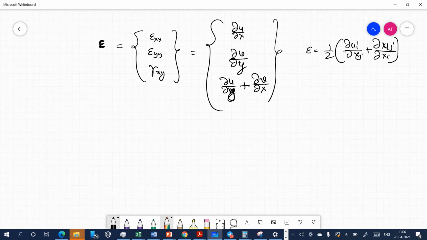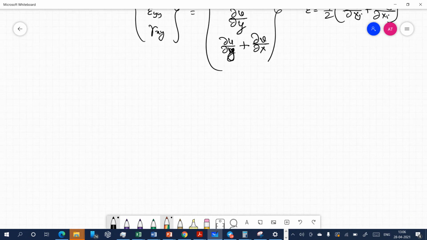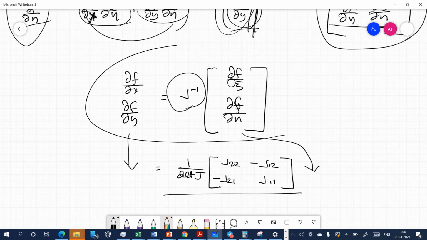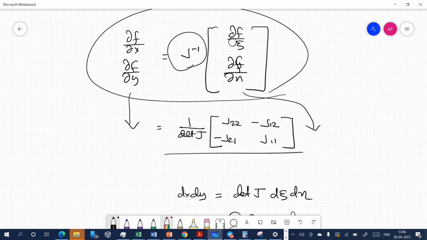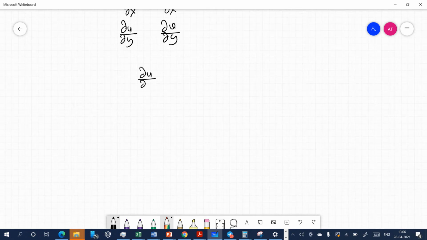Okay, so now we have the strain value, and in order to find this strain matrix, we need to find the partial derivatives of the function u. So we need del u by del x, del u by del y, del v by del x, and del v by del y, right? Now remember this general formulation. For any function this is valid. So instead of f, we have to put the variable which is displacement.